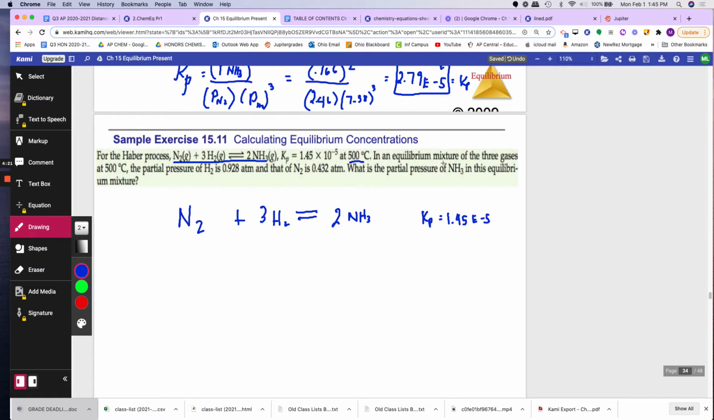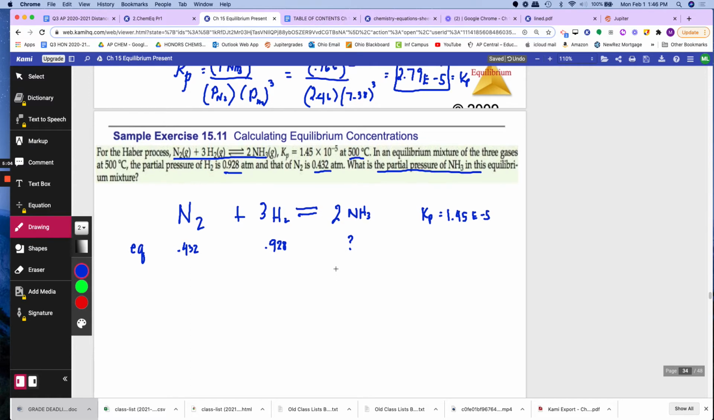Okay, in an equilibrium mixture of 3 gases at 500 degrees C, the partial pressure of H2 is 0.928 and that of N2. Okay, so it says in an equilibrium mixture of 3 gases. So again, you're at equilibrium. At equilibrium, you have 0.928 of this H2, hydrogen gas. You have 0.432 of N2, and it says, what is the partial pressure of NH3? You don't know what it is, so question mark.